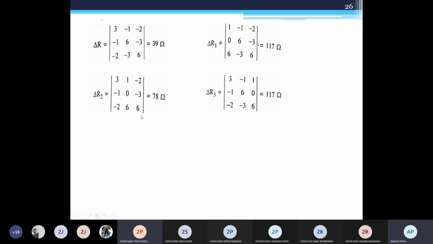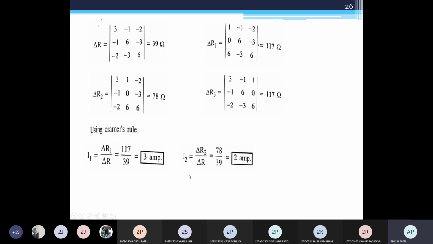Tell me I1. I1 is delta R1 by delta R. 3 ampere. Okay, I2 is 2 ampere. Okay, I3 is 3 ampere.